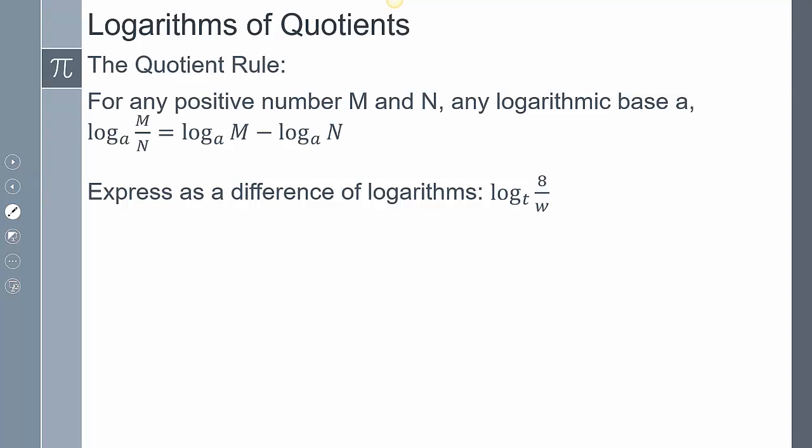And then expressing this as a difference, log base t of 8 over w. Whenever you see subtracting, it implies that we have a value in the denominator. So because this is in the denominator, my log is going to be expressed as a negative. This is in the numerator, my log will be expressed as a positive. So a positive log base t of 8 in the numerator, minus log base t of w.